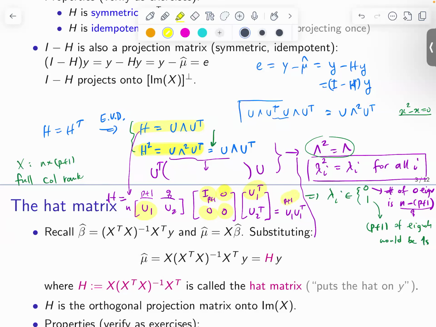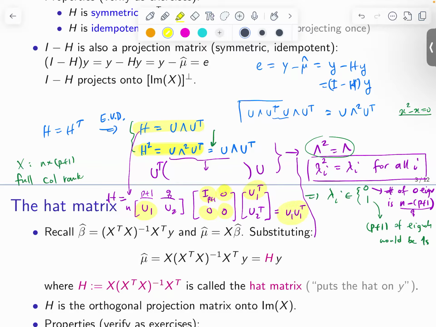So this is a little bit fast, but I just want you to go over it yourself to realize all of it. Starting from the idempotency and symmetry. Symmetry gives you the eigenvalue decomposition. Idempotency gives you this equation about the eigenvalues, from which you conclude that the eigenvalues are either 0 or 1. The number of ones has to be the rank of the matrix, which happens to be the same as the dimension of the subspace onto which it projects, which is p plus 1. And then you rewrite the decomposition by splitting the columns of U according to the eigenvalue being 0 or 1. And then you multiply out, and you get this simplified form.